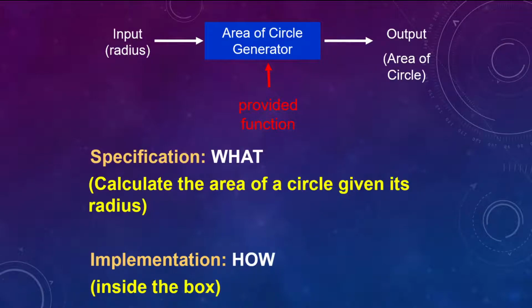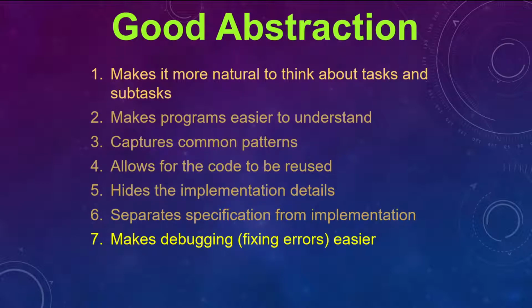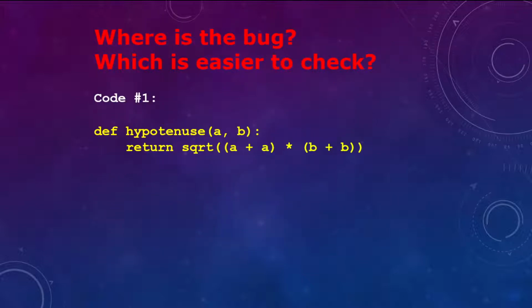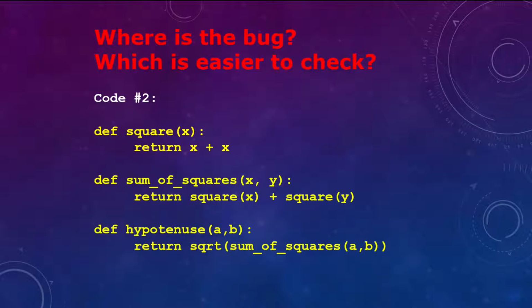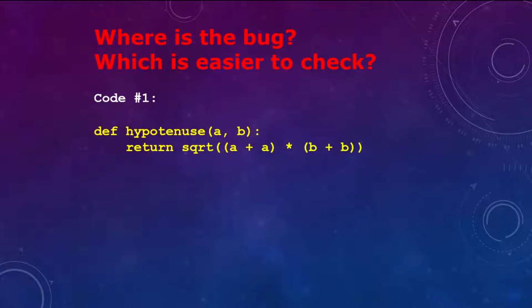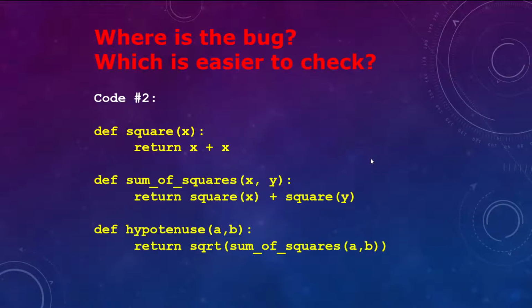And next, it makes debugging, which is fixing errors, easier. For this, let's look at the example here. Where is the bug? Which code is easier to check? I'm going to show you two codes on the screen. Just look at this one first. Here I have written square root of a plus a times b plus b. Then versus the other version.